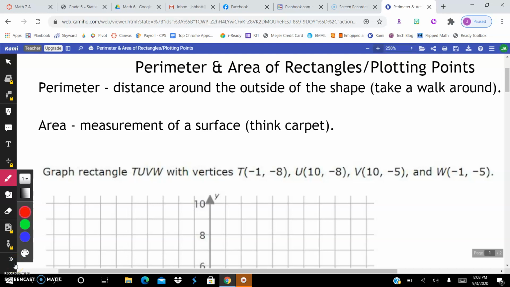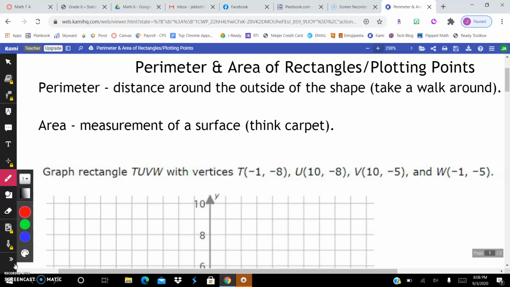For today's lesson, we are going to do a review of perimeter and area of rectangles along with plotting points on the coordinate plane. So a couple of vocab words to start off with. The first one is perimeter. Perimeter is the distance around the outside of the given shape. So if you were to think about taking a walk around it, how far would you walk?